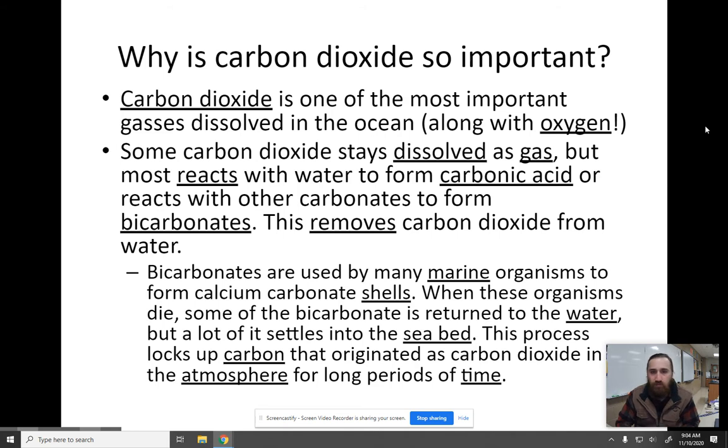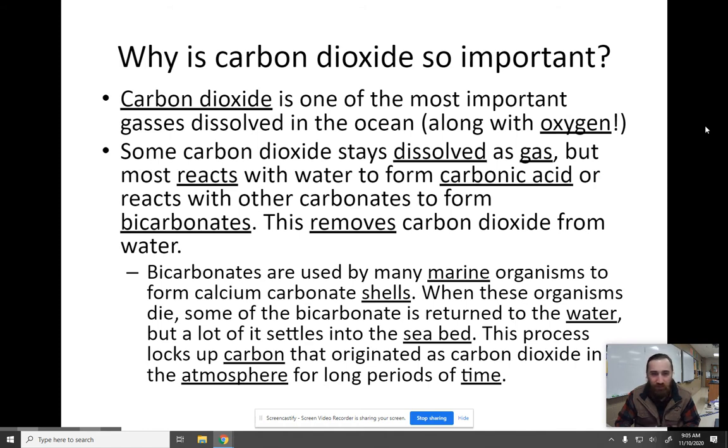So some carbon dioxide stays dissolved as gas, but most reacts with water to form carbonic acid or reacts with other carbonates to form bicarbonates. This removes carbon dioxide from the water. Now, with that being said, bicarbonates are used by many marine organisms to form calcium carbonate shells. So things like clams and other organisms of that sort, like mollusks, they have calcium carbonate shells.